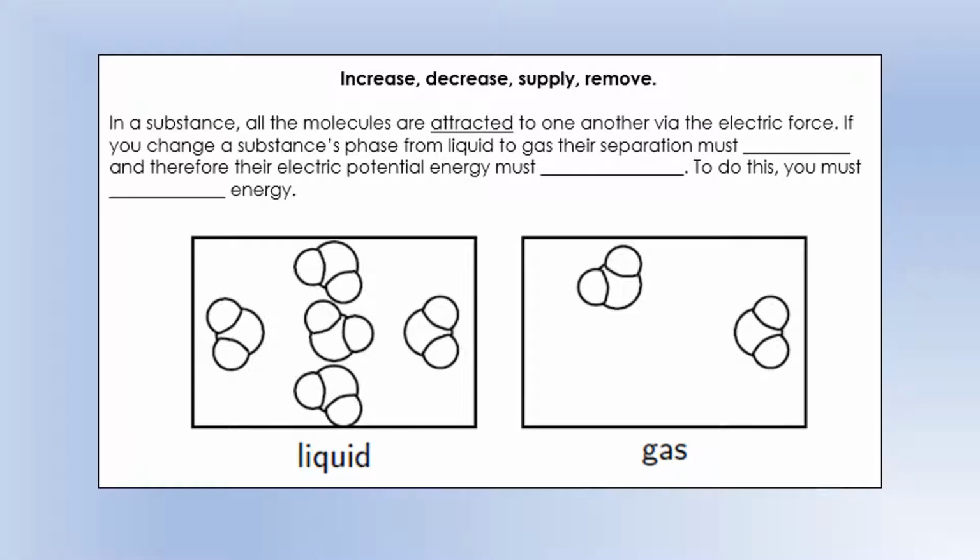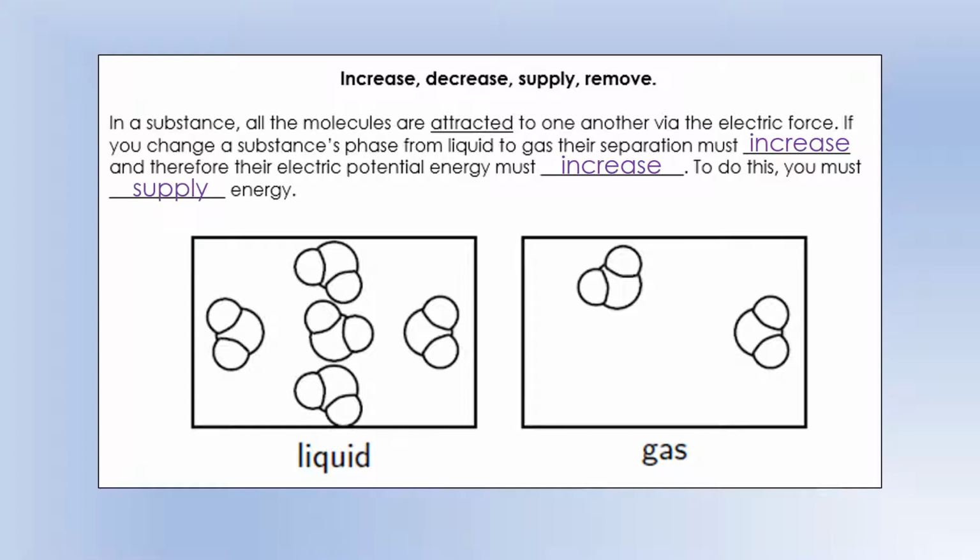In a substance, all the molecules are attracted to one another via the electric force. What that means is, if we want to separate them, we're going to have to put in energy, and when we do that, we're effectively storing energy. If we want to change a substance's phase from liquid to gas, their separation must increase. You can see it on the diagram there. The separation between molecules is much bigger in a gas than in a liquid. So if we want to increase their separation, we're going to increase their electric potential energy, because we're supplying energy to move them further apart.